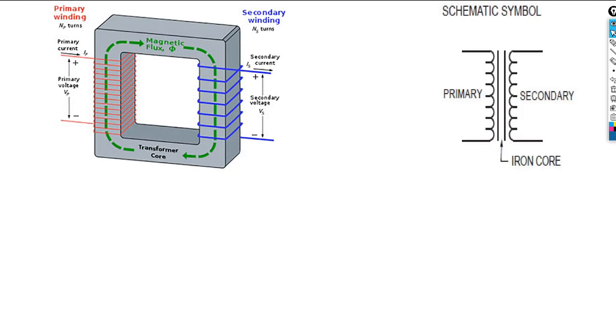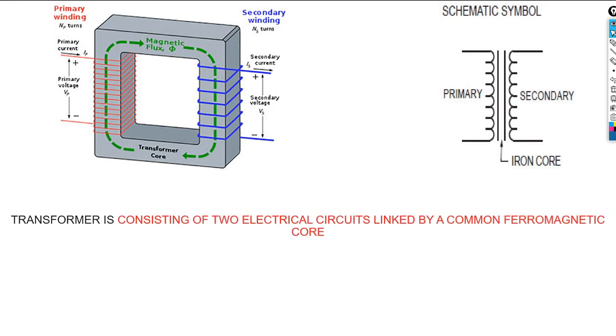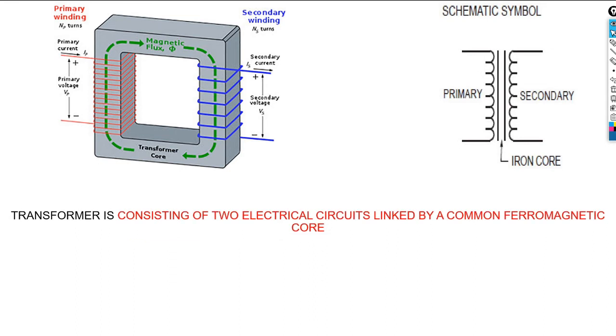When it comes to the introduction, this is a transformer. It looks something like this. The important point that we should write down is that the transformer consists of two electrical circuits linked by a ferromagnetic core. And as you can see, we have a core here. This is our core, the one that is in gray. So you have one electrical circuit, which is just a coil that runs across that ferromagnetic core.